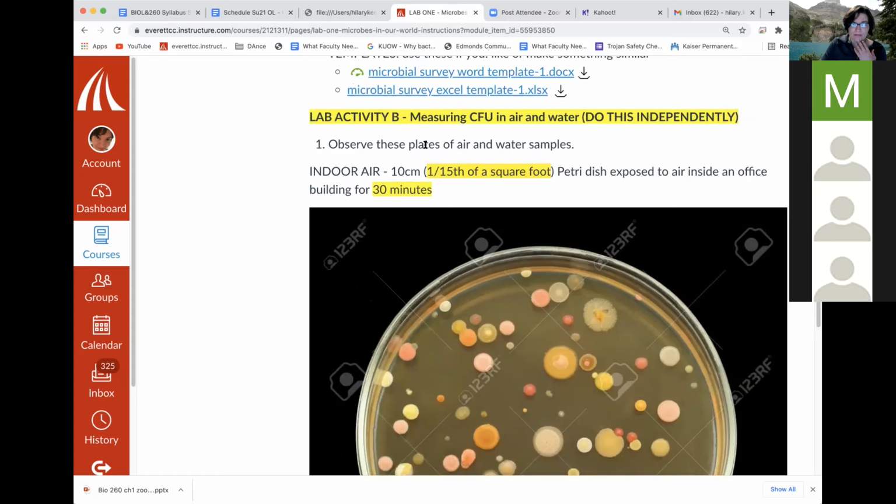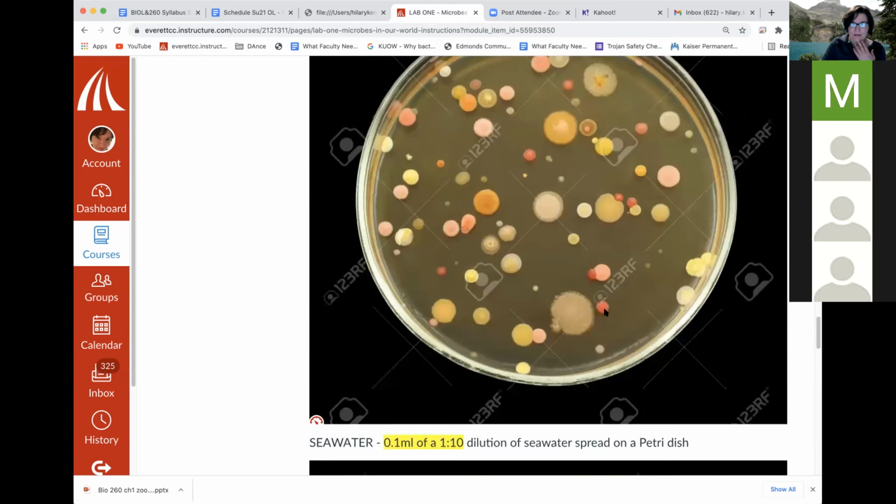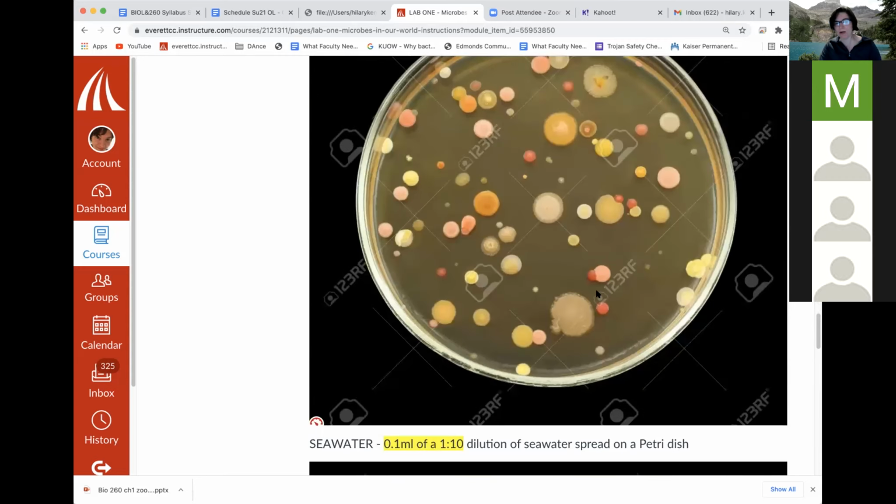You have a Petri dish that's a 15th of a square foot, so you have to multiply by 15, and you have exposed for 30 minutes, so you have to multiply by 2. We're going to do an example of that in a second. So you're going to come up with the CFUs per square foot per hour.